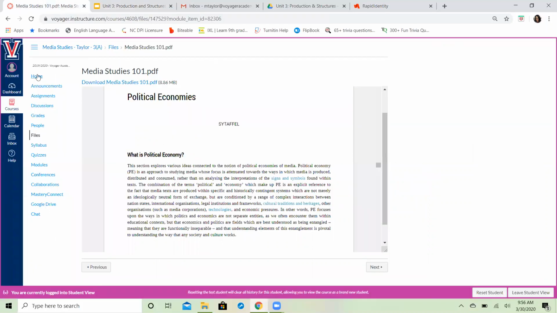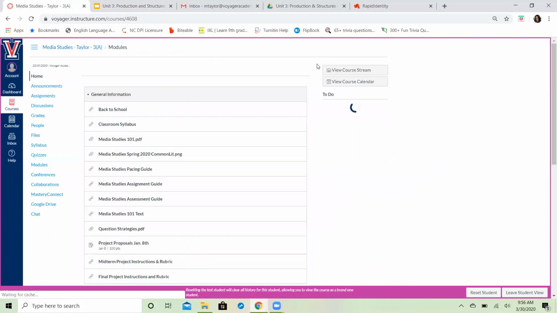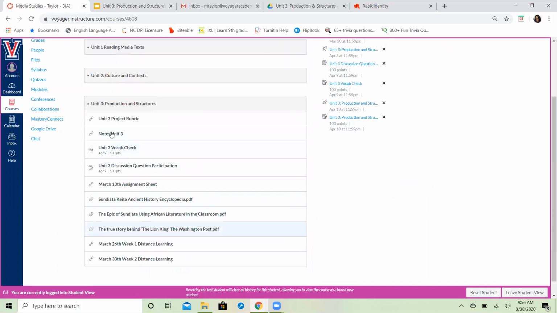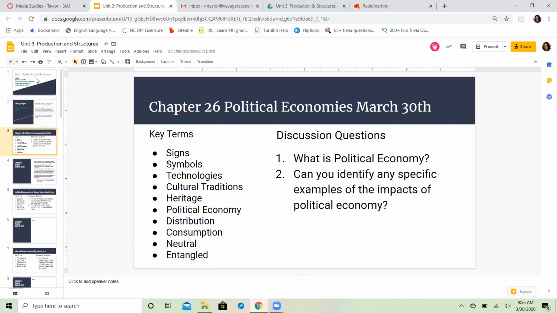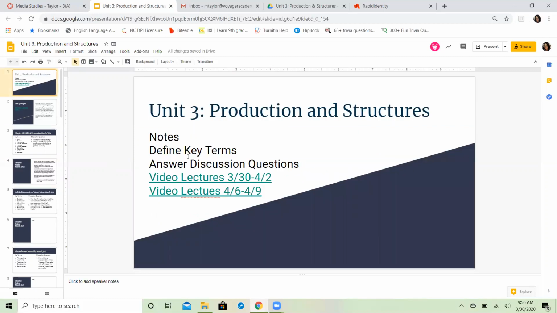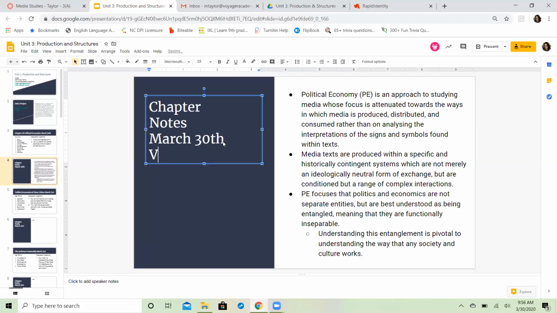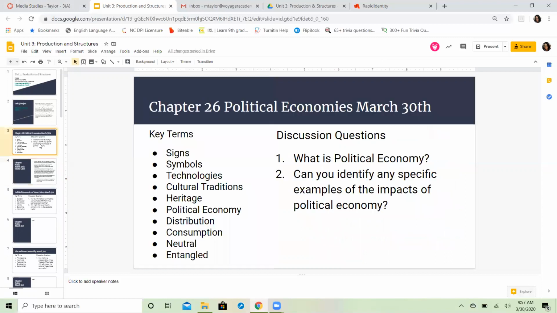So again, when we go into our class page, after you've read the chapter, you're going to want to go back here, go to Unit 3, click on the notes link, and it'll pull up this PowerPoint. So Unit 3 production structure. Again, I'm going to post your video lectures here as well as here today. And I'm going to add this video link. So this is where you'll go now, and we're just going to jump right on in and get started talking.